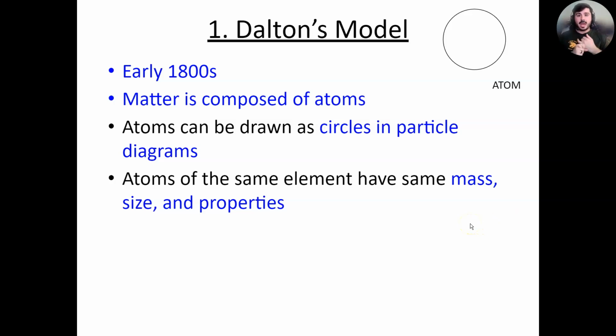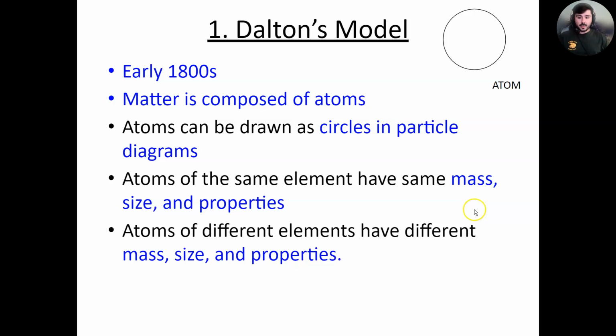So although you can have atoms of the same exact element having the same mass, size, and properties, you can also have different atoms of different elements that are going to have different mass, different size, and then different properties based on the fact that it is a totally different element, right?